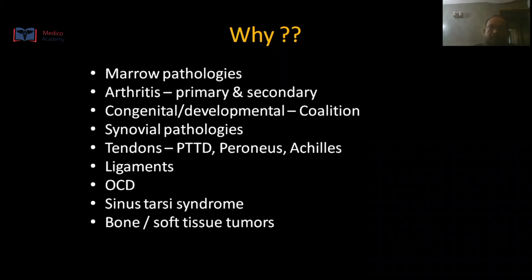So when we are doing an MRI of the ankle or the foot, we can assess the neuropathologies. We can see whether there is a primary or a secondary arthritis, if there is a congenital or developmental coalition disorder, if there are synovial pathologies, if there is a tendon disorder, ligament abnormality, if there is an osteochondral defect, if there is a sinus tarsi syndrome, or there is a bone or soft tissue tumor.